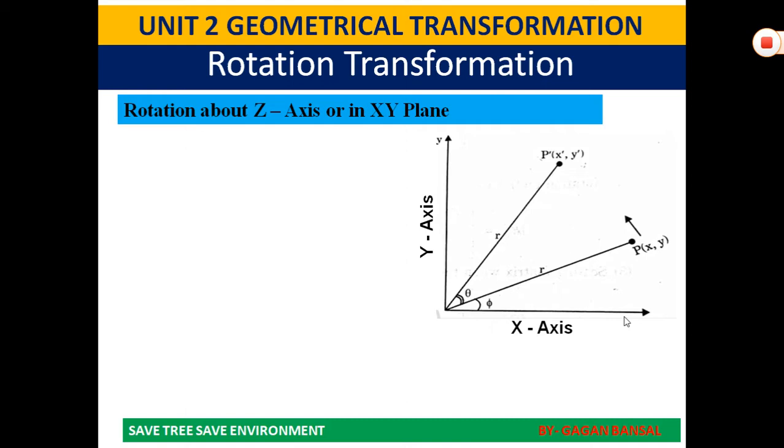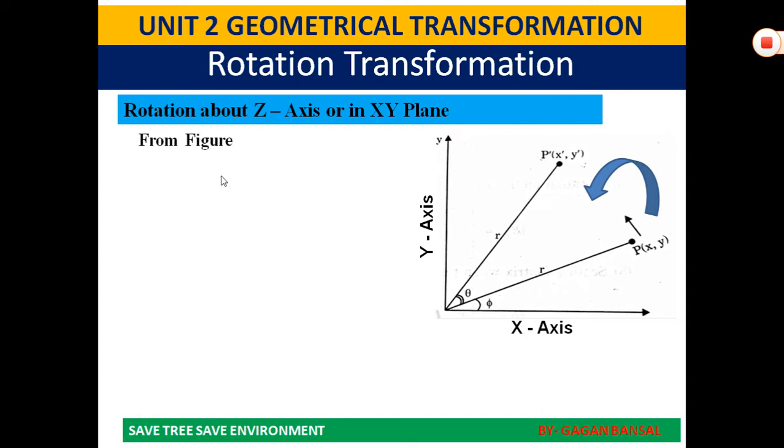The figure is clear that we have x and y axes and we have point P having coordinates x, y, which is at a distance r from the origin, and it is making an angle phi with horizontal. And suppose this point P is rotated through a certain angle, say theta, as you can see in this particular figure, and changes its position from P to P dash having coordinates x dash, y dash. Hope the figure is very clear.